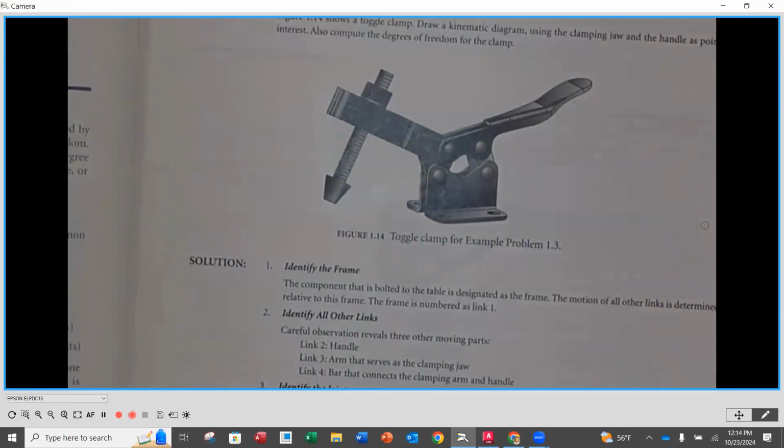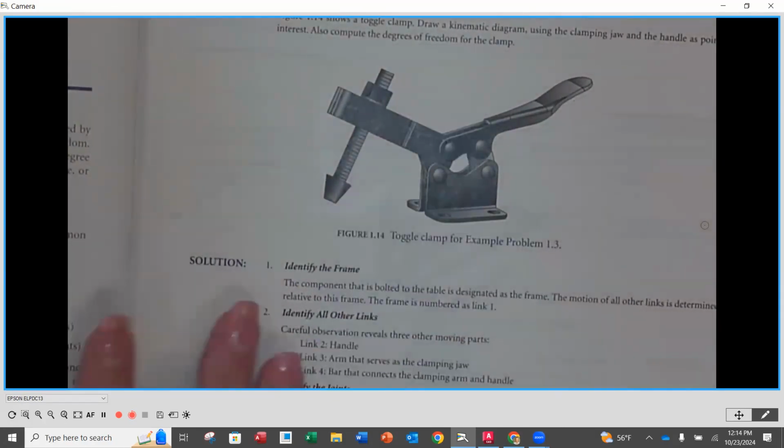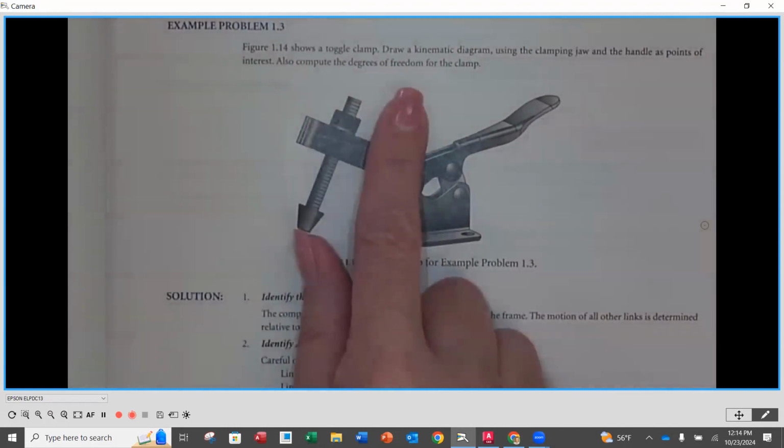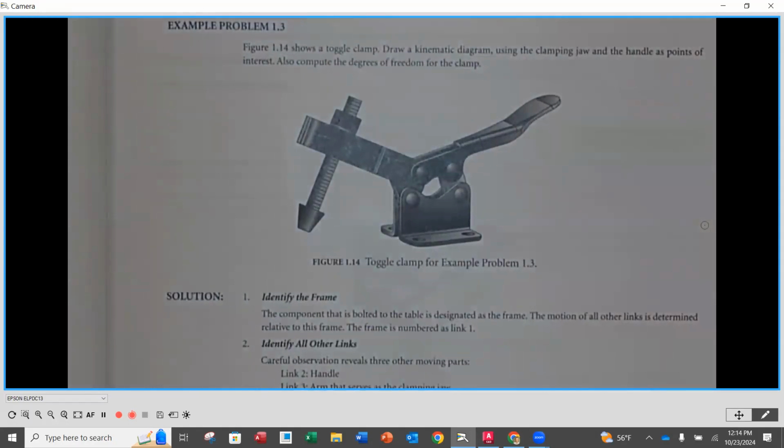So we have this toggle clamp. Try to focus that. There we go. And it says we want to draw the kinematic diagram for this toggle clamp. And we also want to compute the degrees of freedom. Okay. We want to find out how many things we need to do in order to get this to clamp or unclamp. Okay. So first things first, we need to draw the kinematic diagram.